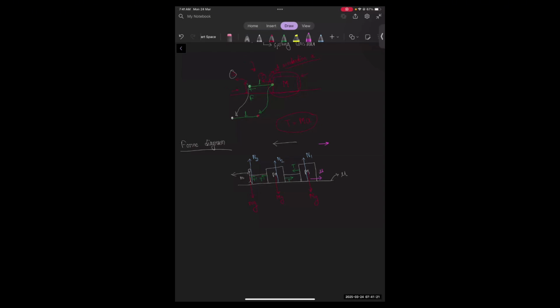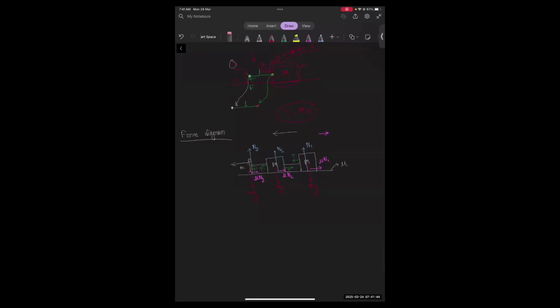Its value will be mu n1, because remember, for kinetic friction you don't need to worry about the greater than or equal, less than or equal to sign. It's just mu times n1, the normal force. And then for this one as well, you will have mu n2, and for the person you'll have mu n3. So this is your force diagram.